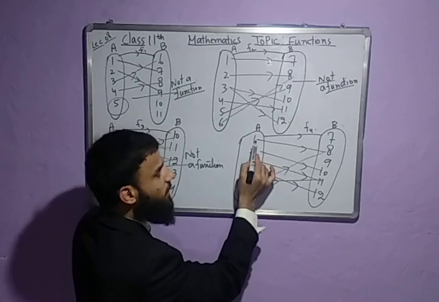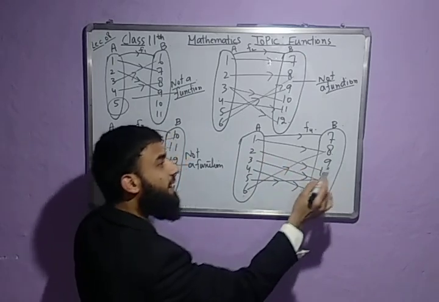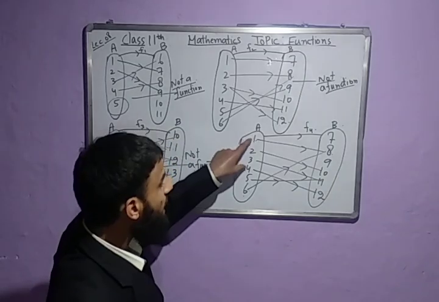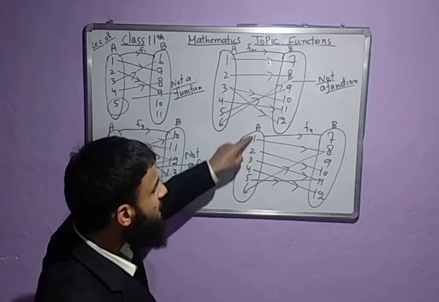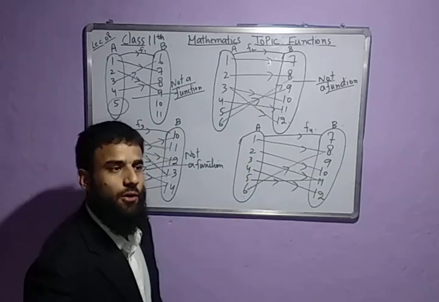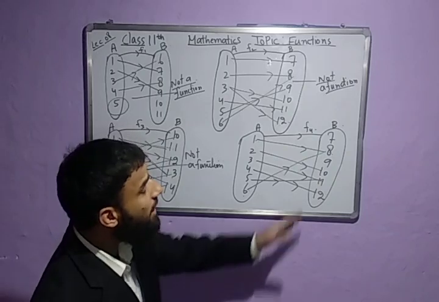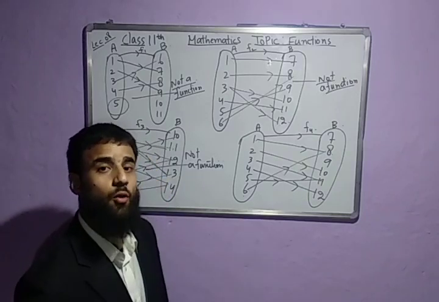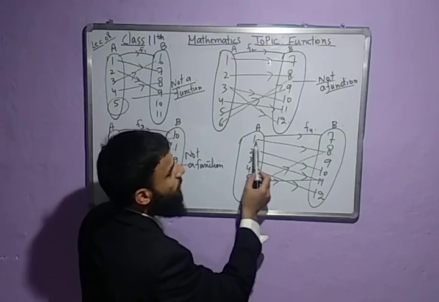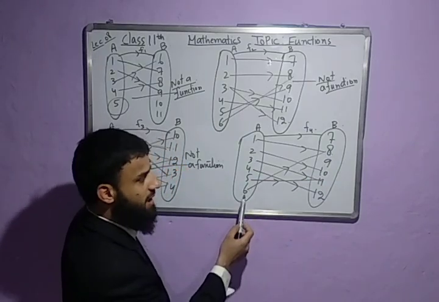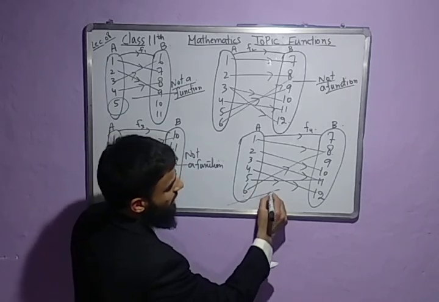1 has got an image, that is 8, and 6 has got the same image, that is 8. And you can see 5 has got image 11. You can see here each and every element of A has got some image, and that image is unique. But yes, there are some images which are common to both elements. Let's suppose 8 is the image of 1 as well as 8 is the image of 6. So it is a function. There is no problem in this.